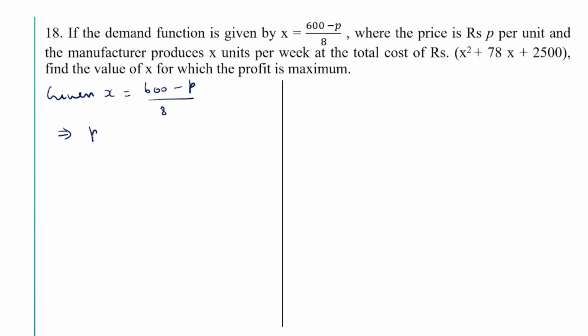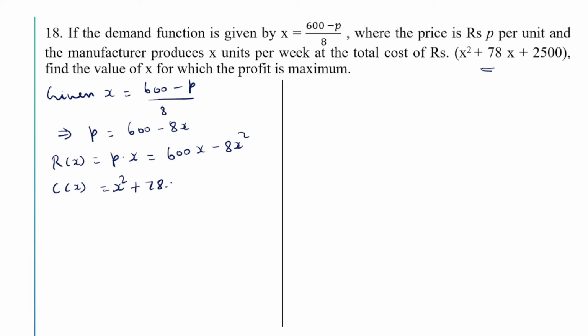So from this we can find the price per unit. Price per unit is nothing but 600 minus 8x. Now from this we can find the revenue function. Revenue function is p into x, or it is equal to 600x minus 8x square. Then we have the cost function. This is given: x square plus 78x plus 2500. So from this we can find the profit function.